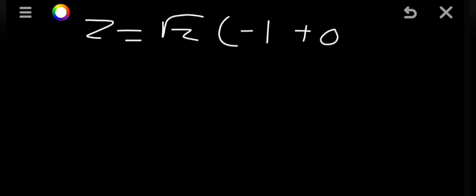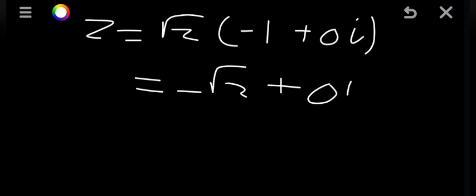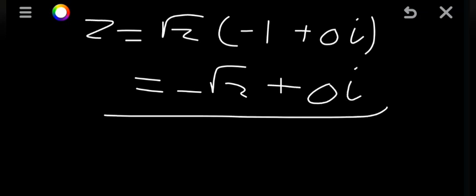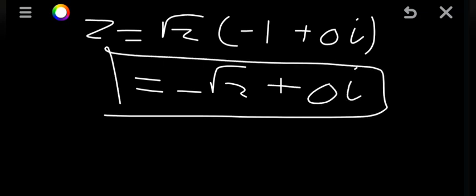So we have z being equal to root of 2, open bracket negative 1 plus 0 and the imaginary part. Multiplying these numbers, we are going to get negative root of 2 plus 0i. So this is the rectangular form, or we have expressed our answer in rectangular form. So that is how you are supposed to answer this question.